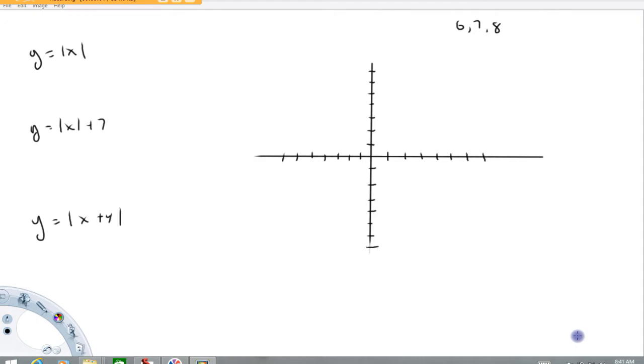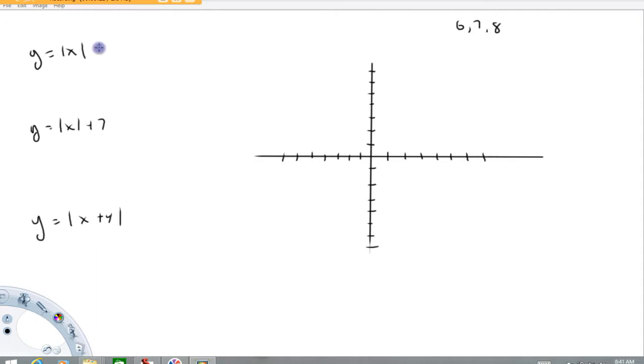I'm making this video here to go over numbers 6, 7, and 8 in your section 2.2 notes. So what we're going to be doing here is graphing the following functions: y equals absolute value of x, y equals absolute value of x plus 7, y equals absolute value of the quantity x plus 4. We'll take them one at a time.